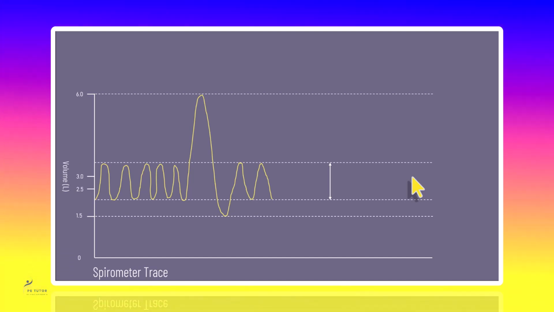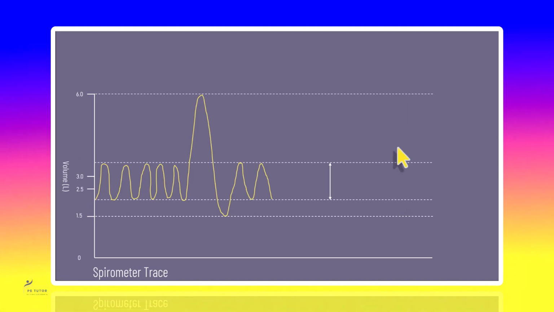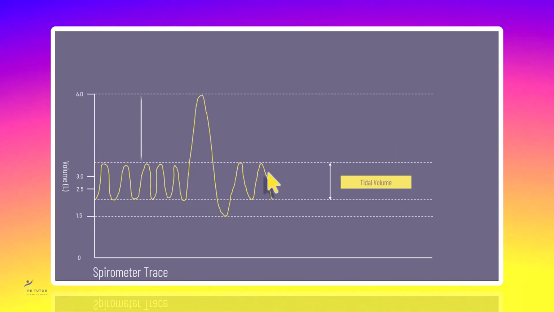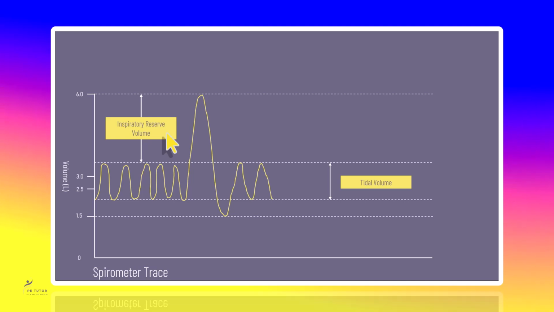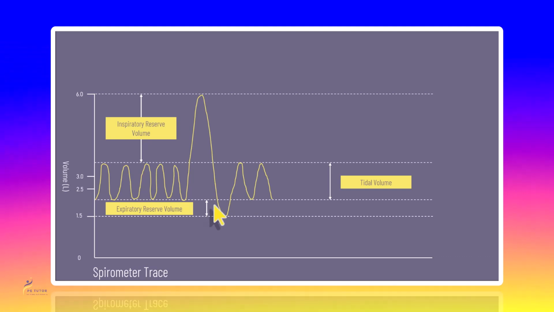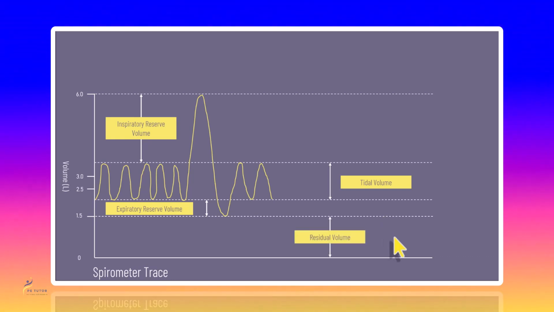Tidal volume increases, and by definition then, because tidal volume has increased, you'll notice that the distance here between the top of tidal volume and the maximum amount we can breathe in has decreased. So inspiratory reserve volume has decreased, and similarly down here the expiratory reserve volume has also decreased. However, please remember that the residual volume remains the same.